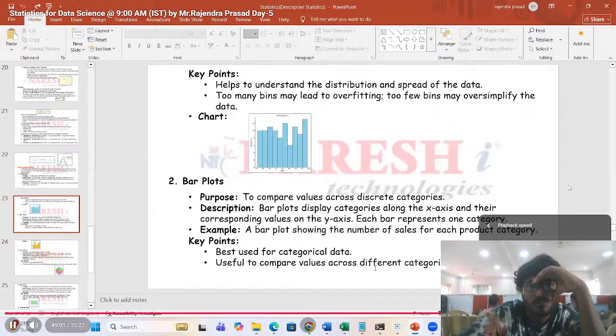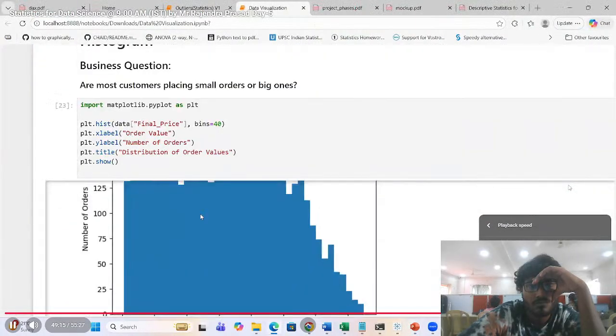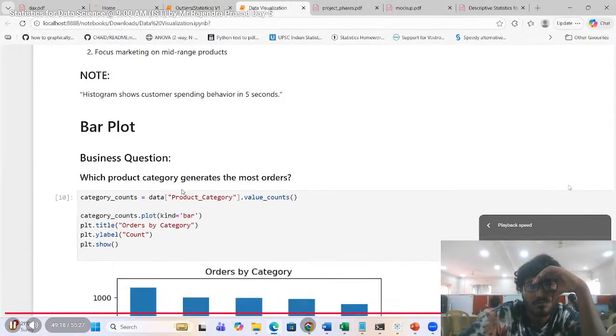See, this is best used for categorical data analysis and useful for comparing different categories, one category versus another category. Clear? So let's go to the practical implementation here. We're done with the histogram. Bar plot: the business question is, which product category is generating most of the orders, so that I can prioritize?